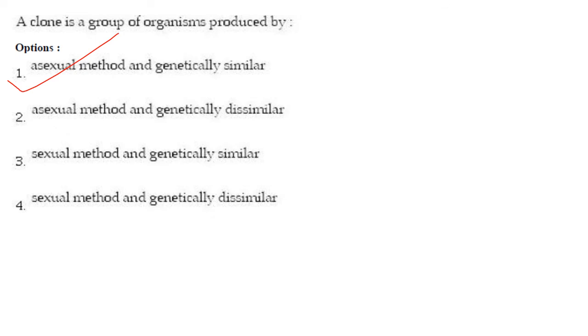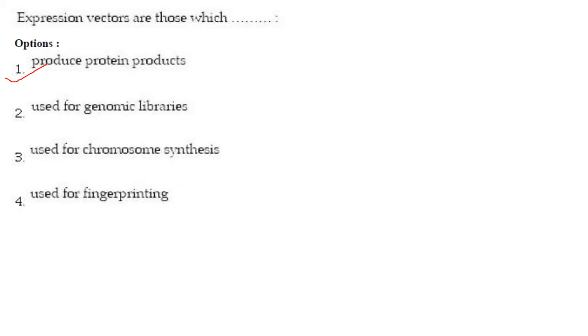Next one. A clone is a group of organisms produced by option 1, asexual method and genetically similar, 2, asexual method and genetically dissimilar, 3, sexual method and genetically similar, 4, sexual method and genetically dissimilar. Answer is option 1, asexual method and genetically similar. Next one. Expression vectors are those which option 1, produce protein products, 2, used for genomic libraries, 3, used for chromosome synthesis, 4, used for fingerprinting. Answer is option 1, produce protein products.